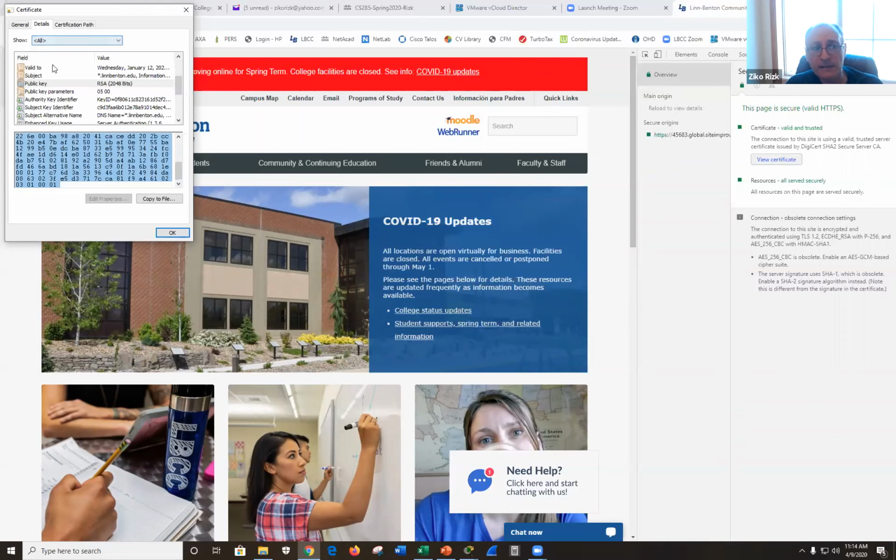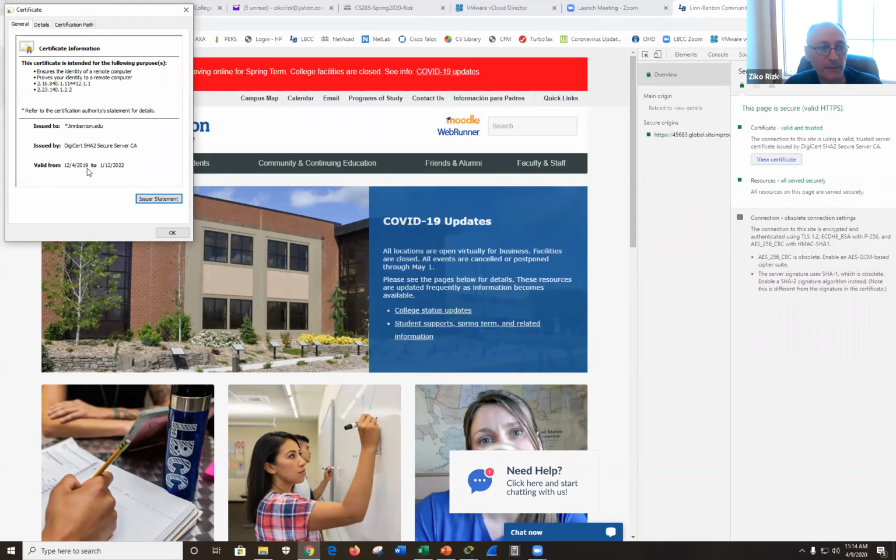And this is not a certificate that Lynn Benton produced. This is a certificate that they purchased, everybody. And let me see, where did this come from? This is issued by, do you guys see, DigiCert? And VeriSign is the 800-pound gorilla when it comes to digital certificates, but there are lots of other companies that do this as well, including DigiCert.